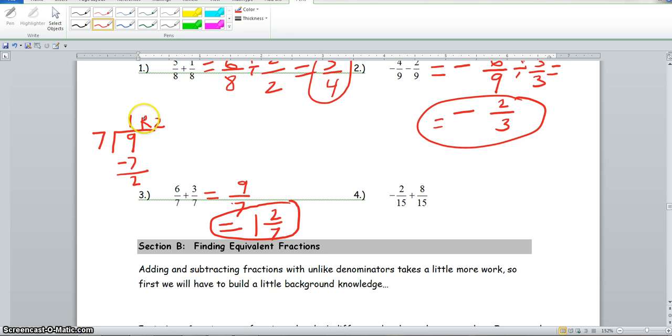The number that's in front of the remainder will be your whole number or your integer. Your denominator will remain the same, which is 7, and your numerator is the remainder, which is 2.